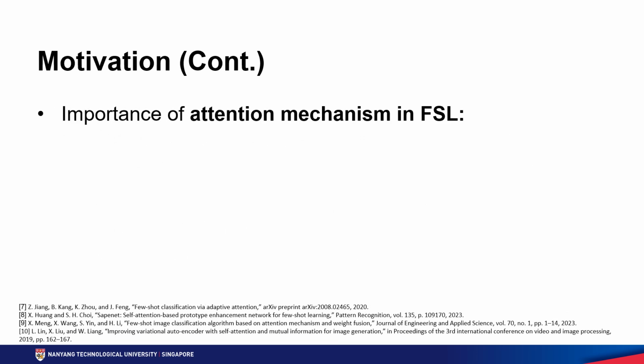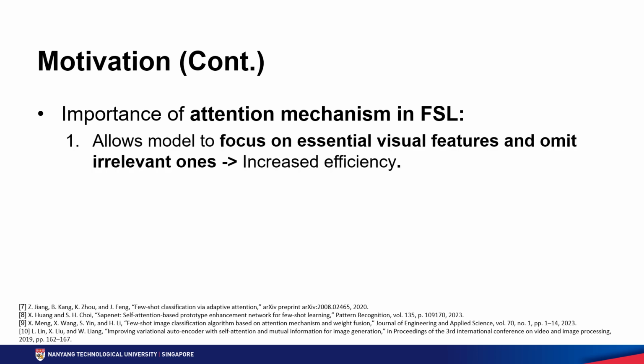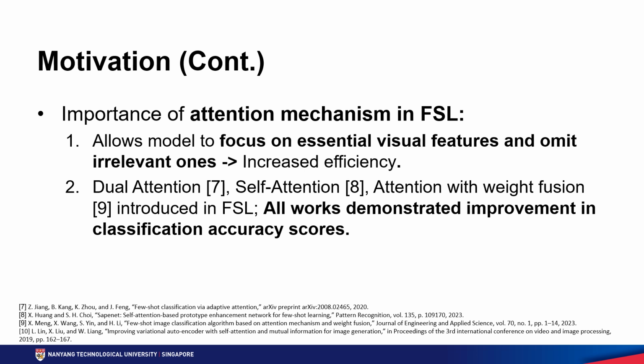Moreover, we also stress the importance of attention mechanism in few-shot learning. The significance lies in that it allows the model to focus on essential visual features and omit irrelevant ones, which increases the efficiency of the model. Also, existing few-shot works, which are not variational approximation based, utilizing attention are of wide variety. Some examples are shown over here. All such models have reported improvement in the classification score via the respective ablation studies.